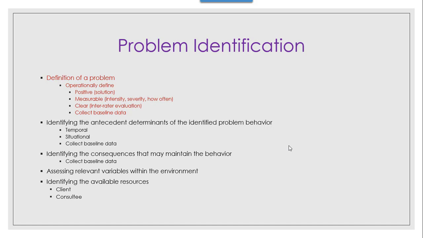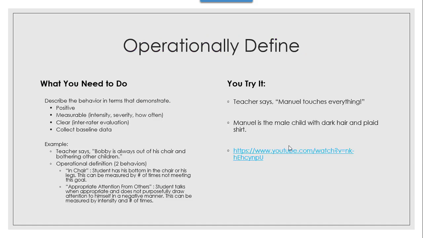Again, I'm hoping that you guys went through operationally defining behaviors in a previous behavior management class. But we're going to practice that quickly here. We have a video of Manuel. He is a male child with dark hair in this video here. You're going to watch the video and see if you can come up with a behavior that is measurable, clear, and would allow you to collect baseline. So on this side over here, we have an example. Bobby is out of his chair and bothering other kids. That is what the teacher said.